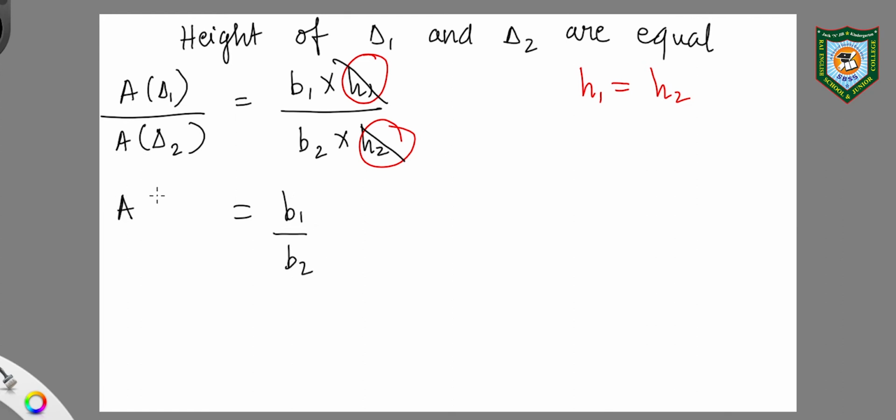So whenever the heights of two triangles are equal, the ratio of their areas becomes equal to the ratio of their bases. So area of triangle 1 divided by area of triangle 2 is equal to base of triangle 1 divided by base of triangle 2. Now, once we are done with this, let's assume our last condition.